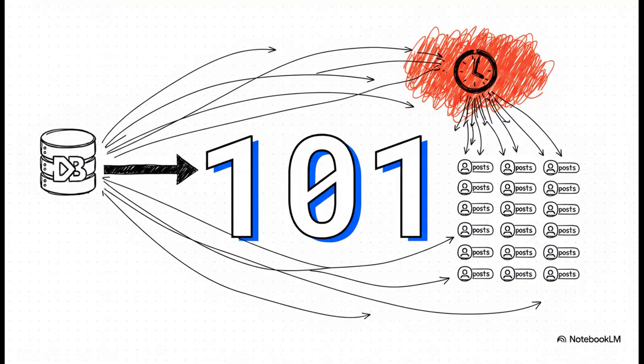And here's where the math just gets brutal. To get 100 posts and their authors, you're not making one, maybe two smart queries. No, you are making 101 separate round trips to your database. This is where performance goes to die.